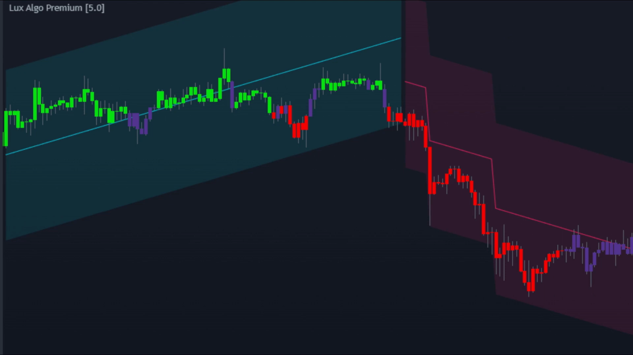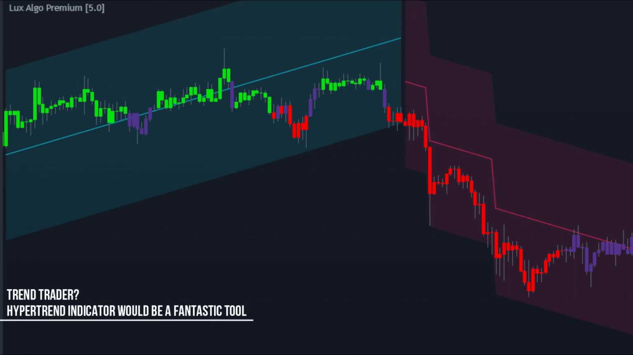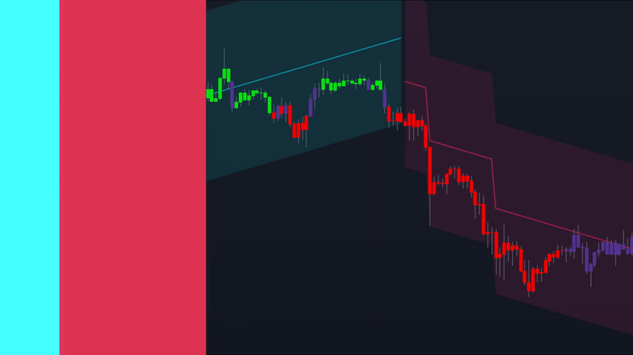If you're a trend trader and enjoy trading with the trend, then the hypertrend indicator would be a fantastic tool to add to your trading toolbox.